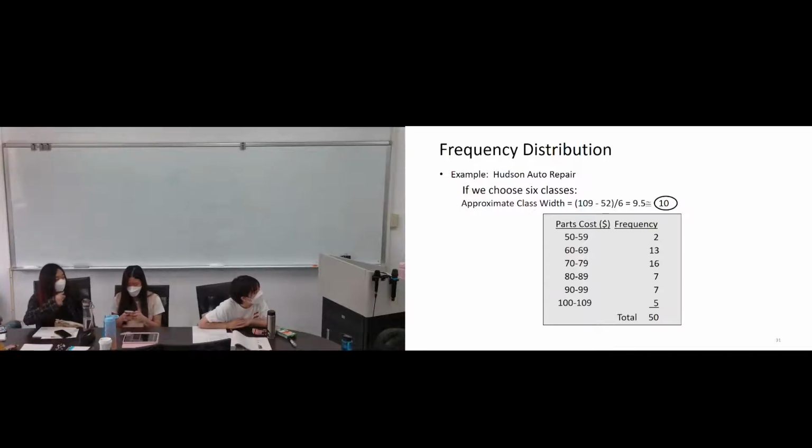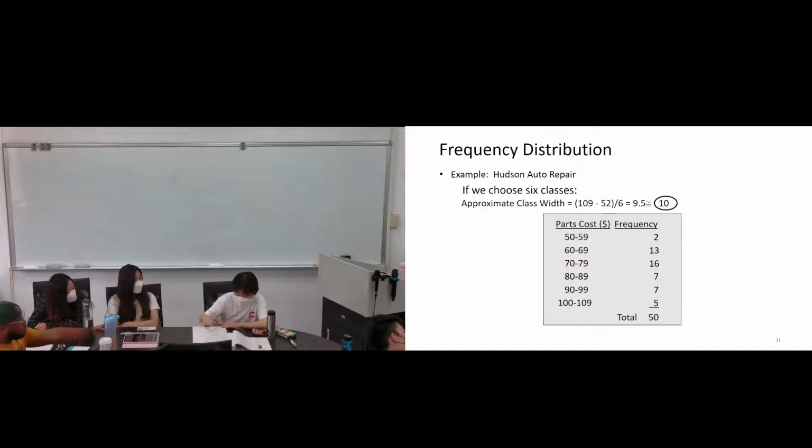So each class has 10 data values, and 10 is the class width. That just specifies the number of data values in each of the classes. For the first class, there are 10 data values. The second one, 10 data values. Third, 10. Fourth, 10. Fifth, 10. The last one, 10 data values. So that's how we find the class width.